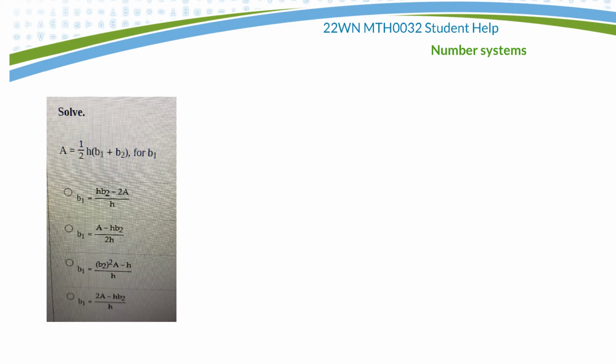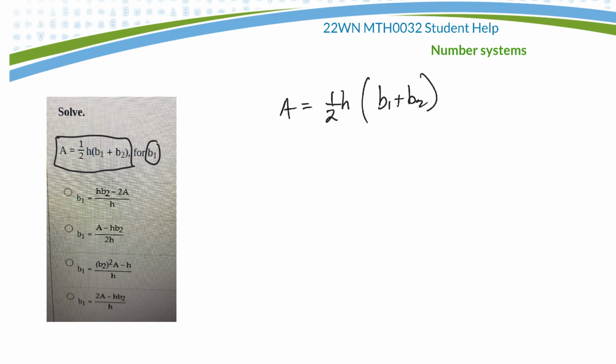Okay, here are two questions where you need to solve for a variable. So I need to manipulate this equation so I have b1 on a side all by itself. So let me write it: A is equal to half h times b1 plus b2. So I want b1 on the side by itself.